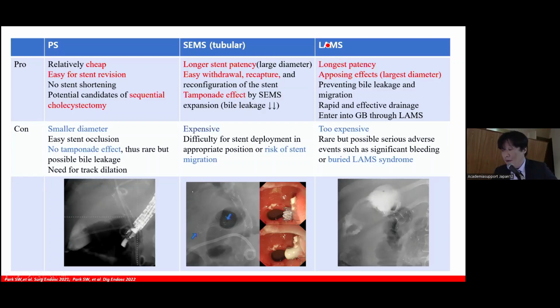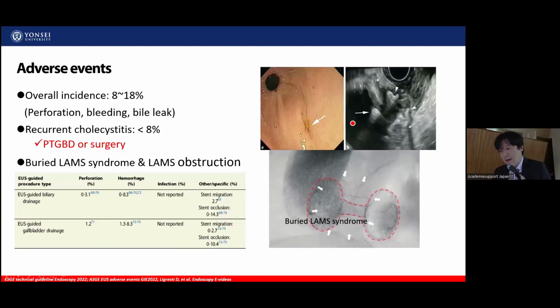In terms of LAMS, it has the longest patency and has an apposing effect to prevent bile leakage, but it is too expensive and has the typical LAMS-related buried LAMS syndrome. In terms of adverse events, the overall incidence is 8 to 18%, such as perforation, bleeding, and bile leak, and recurrent cholecystitis may develop in less than 8%. In that case, PTGBD or surgery is the main treatment tool.